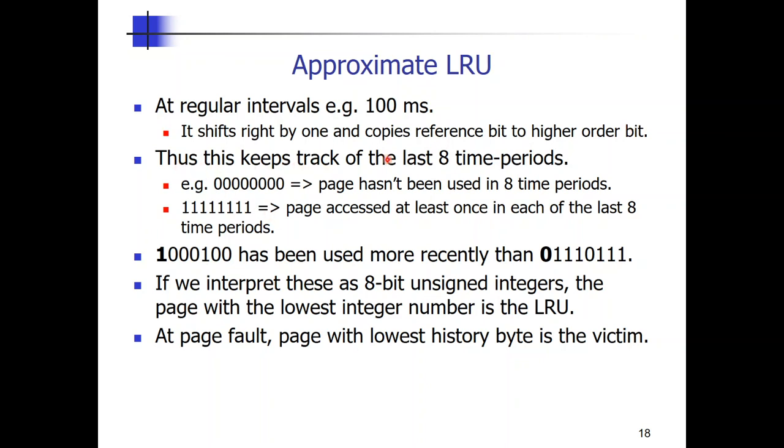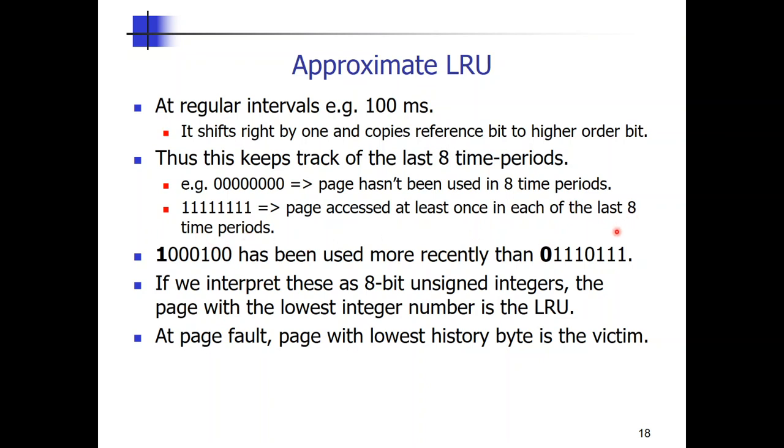By doing this, we are keeping track of the history of the last 8 time periods. For example, if the history byte is all zeros, that means that the page hasn't been used in the previous 8 time periods. Every time, we moved things to the right and brought in the reference bit to the most significant slot, and it looks like it's all zeros, which means that it has not been referenced in a while, at least in the last 8 time periods. If you see all ones, that means that the page for which this history byte corresponds has been accessed at least once in each of the last 8 time periods.